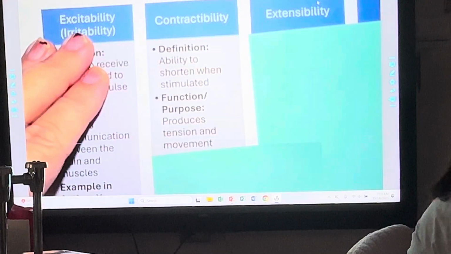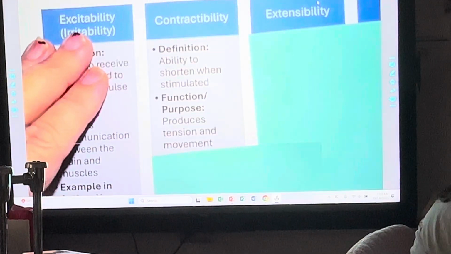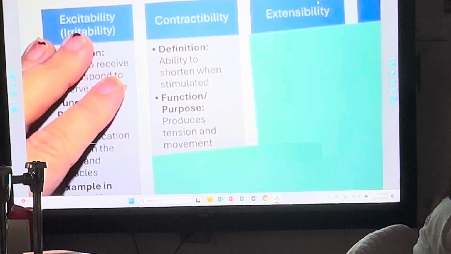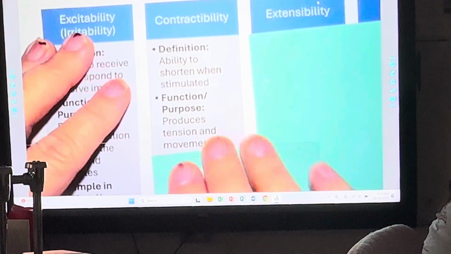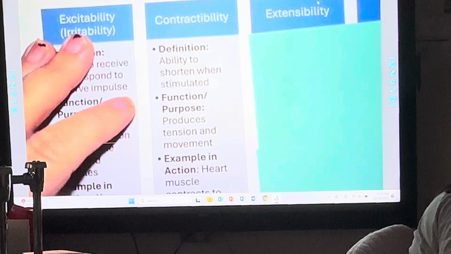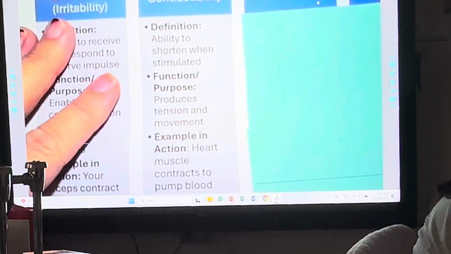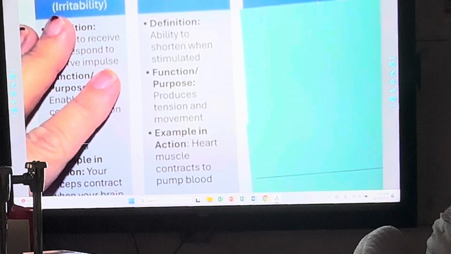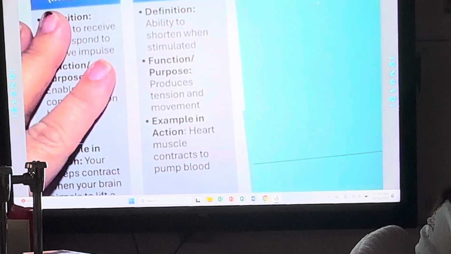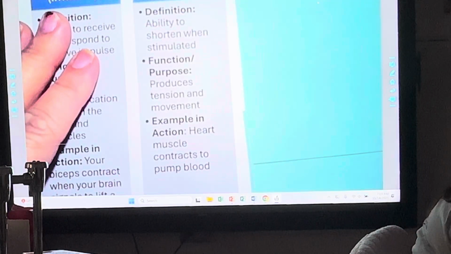The whole point of this is to produce tension and movement. If we can't produce our tension and movement, we can't move. And so the heart muscle contracts to pump blood. That's the whole reason for the heart muscle to contract, is to push out that blood so we can send it around the body.